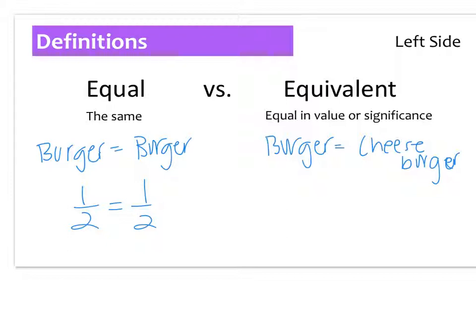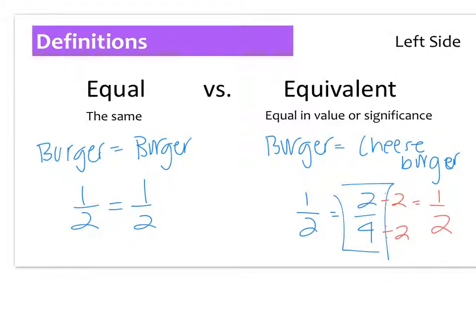Equivalent means 1/2 is equal to 2/4, right? Now, they're not the exact same thing, okay? This does not say 1/2. But if I were to simplify that, if I were to divide 2 from both, I would be left with 1/2. So at the end of the day, they equal the same thing in value, but they're not the exact same thing. They're not twins.